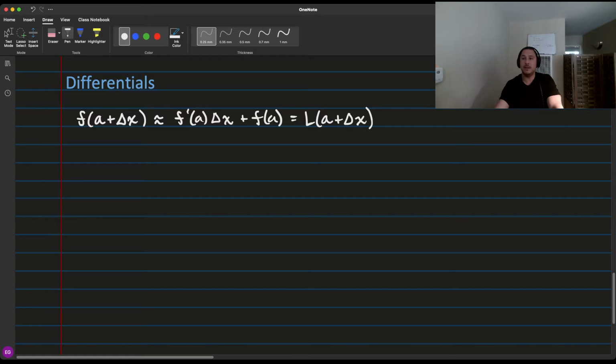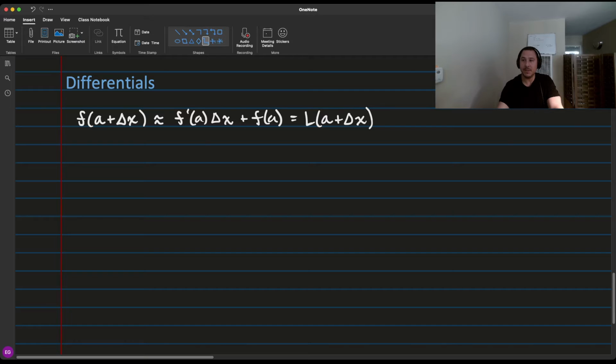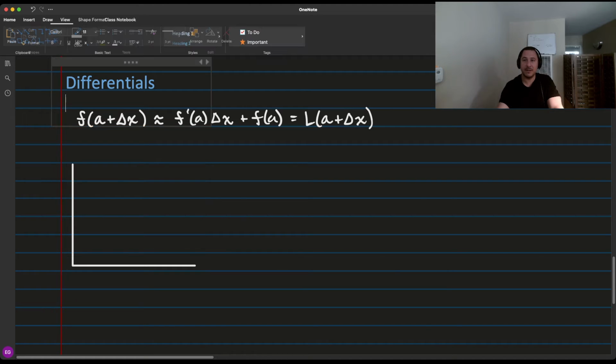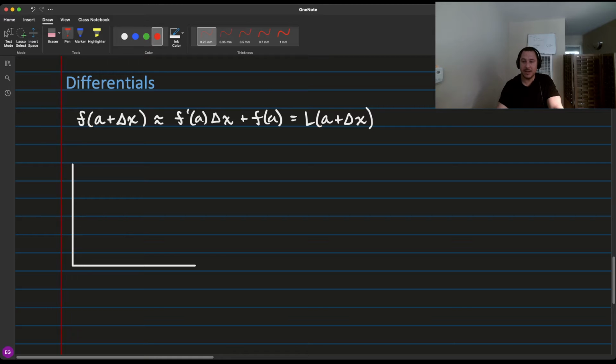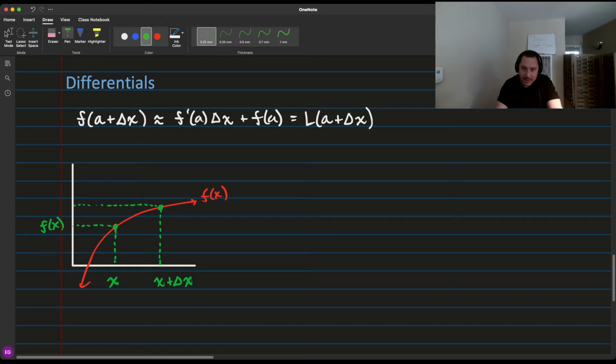So, these little things, the delta x, let's talk about that for a moment. I'm going to put in a graph. Here's my function, my f of x, and here's some point right here. Let's call that x. So here's a y value, f of x. Now, here's another point, which we shall call x plus delta x. And here's my y value, f of x plus delta x.